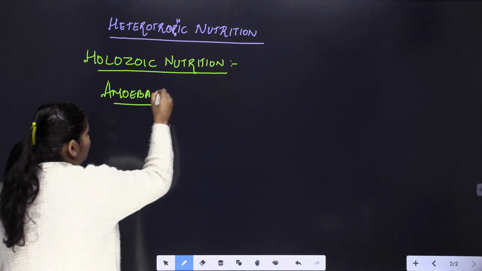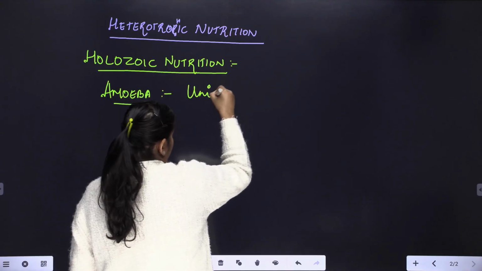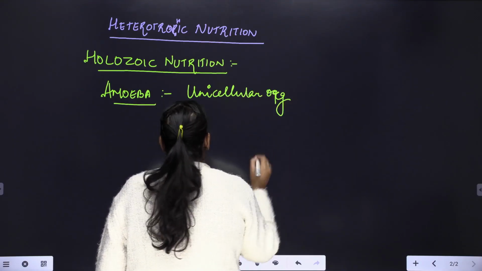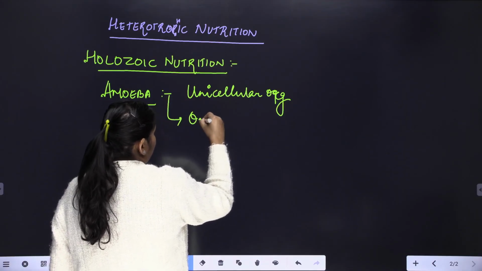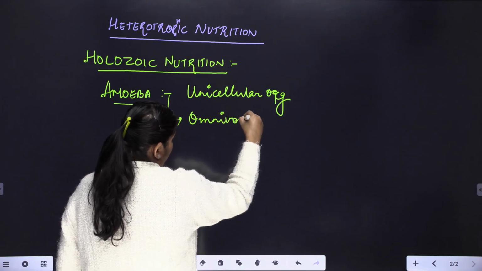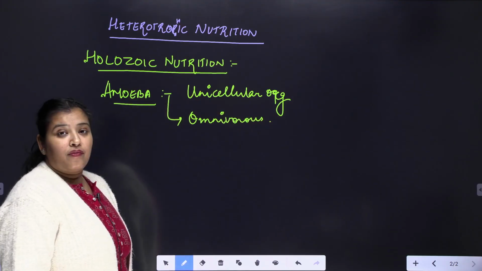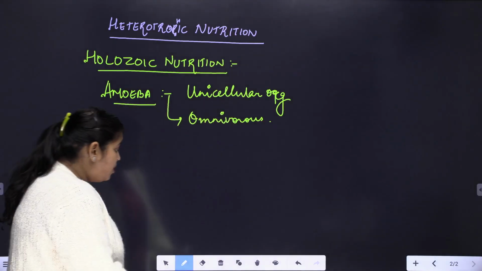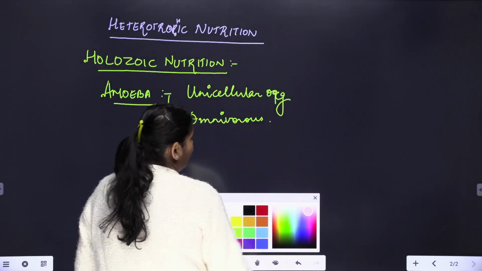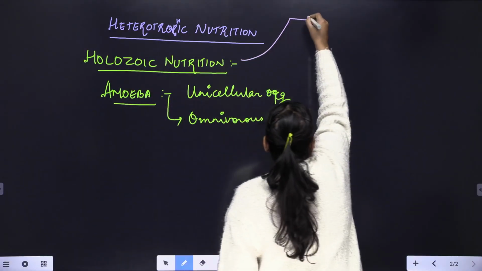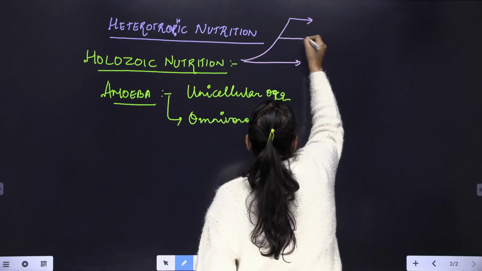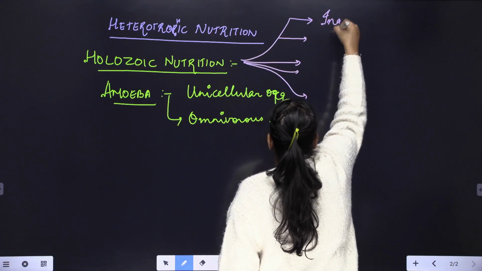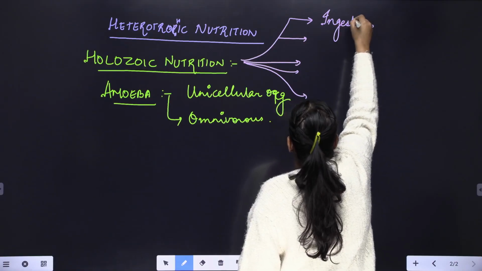Amoeba, you know, is a unicellular organism. It is omnivorous in nature. Now, you have to keep in mind that when we say the word holozoic, the holozoic mode of nutrition will always be accomplished in 5 steps. The first step being ingestion. Ingestion means intake of food.